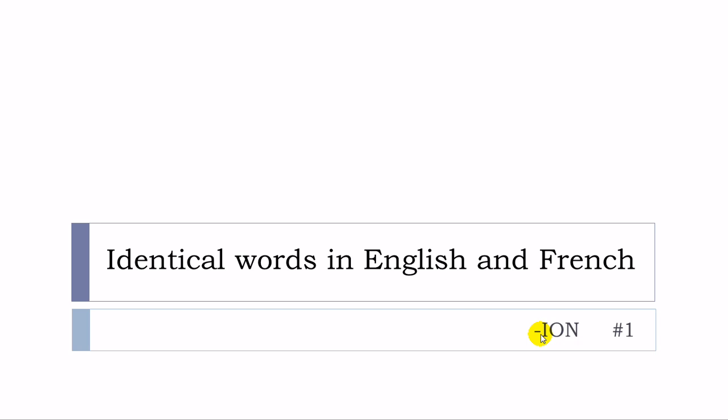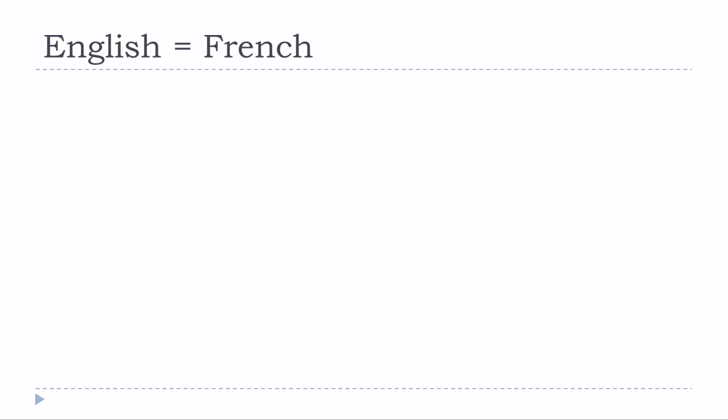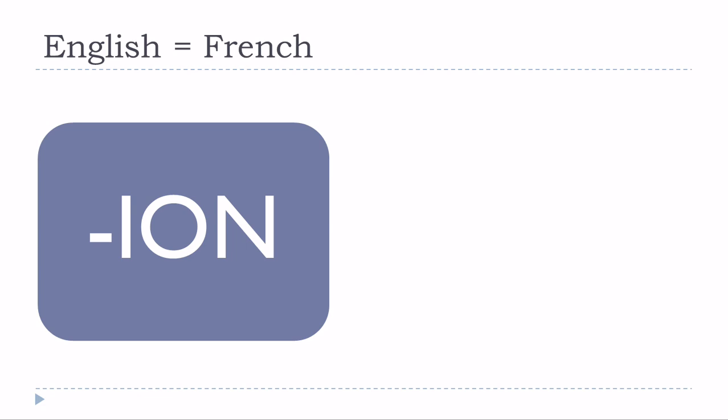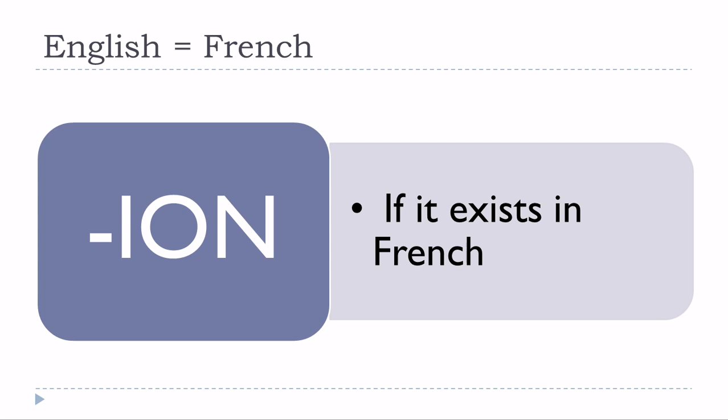It's not the case. So I've been working quite much on this topic, and I've come up with a list, okay? And the list is quite big, so I thought maybe it would be interesting to try to cover them, but in a fast way somehow, okay? So it will be the first video covering these -ion words that are the same in English and in French. Okay, and so the rule is that, of course, -ion, you will have the same words in English and in French if the word exists in French, and that's the first thing.